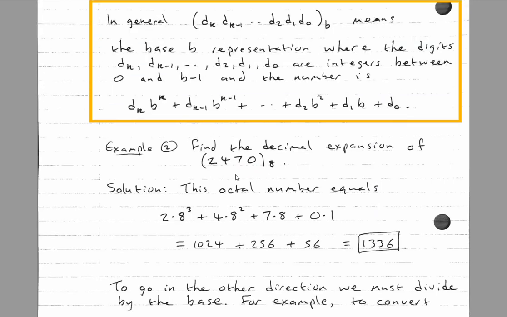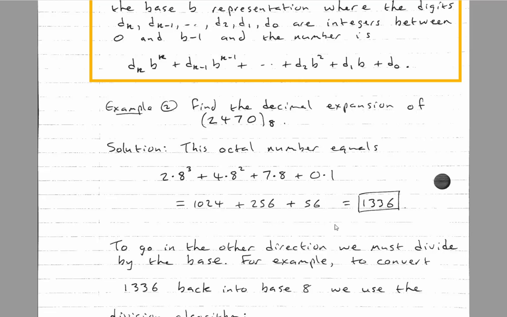Okay, so it's pretty easy. If you're given a number in another base, then you're just using this formula. Multiply the digits by powers of the base to get the number in the usual format, base 10.